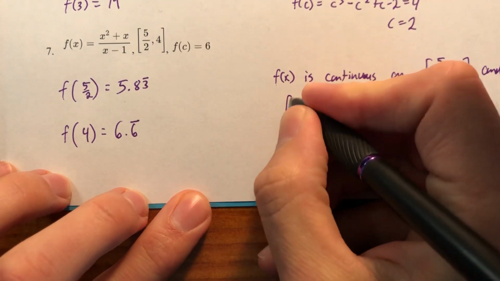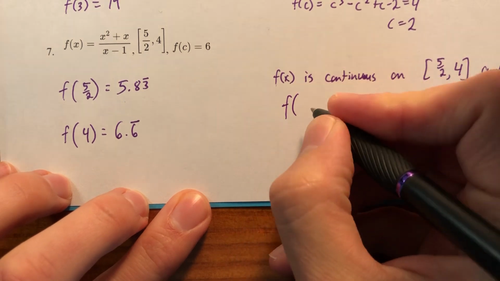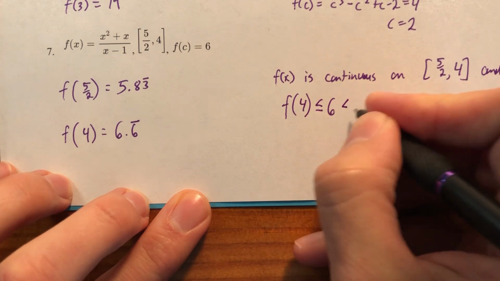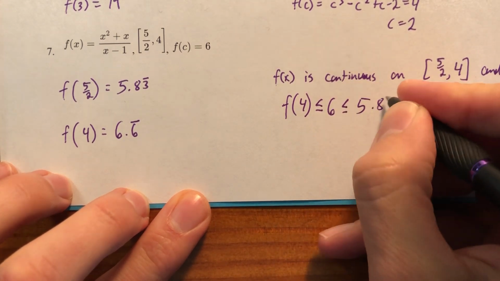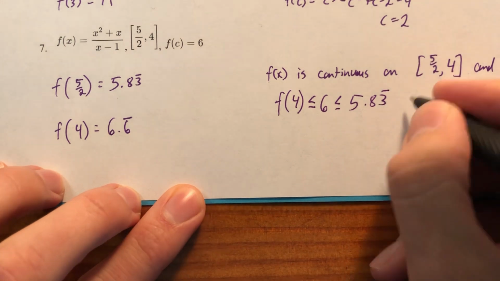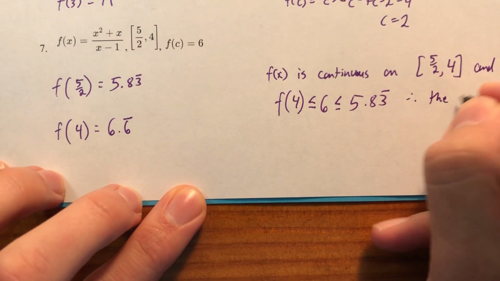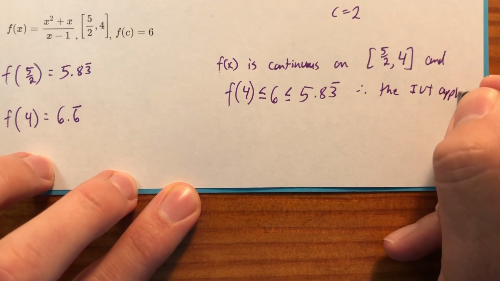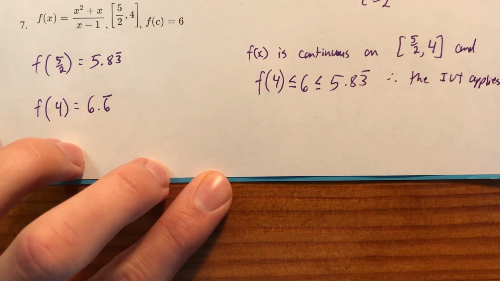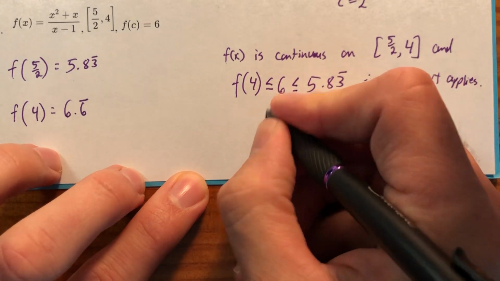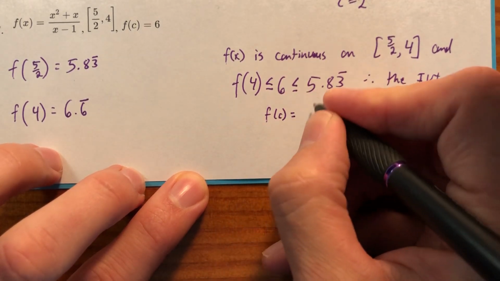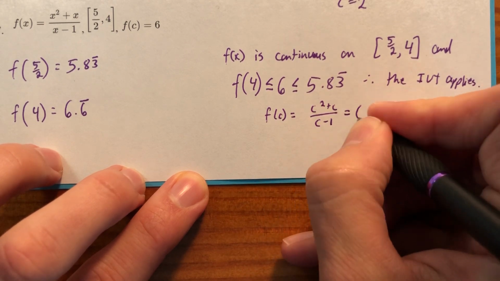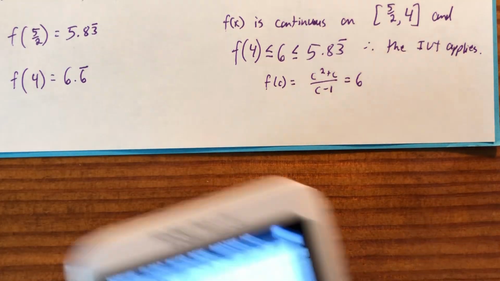So therefore, we can write this. Therefore, the IVT applies. And now we're going to find the actual C value. So f of C is equal to C squared plus C over C minus 1, and that should equal 6. And we're going to figure out what that is.